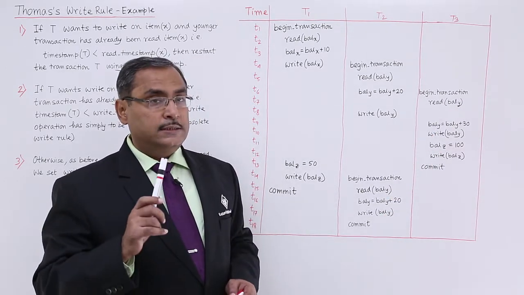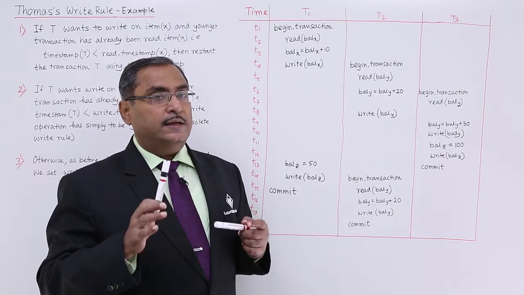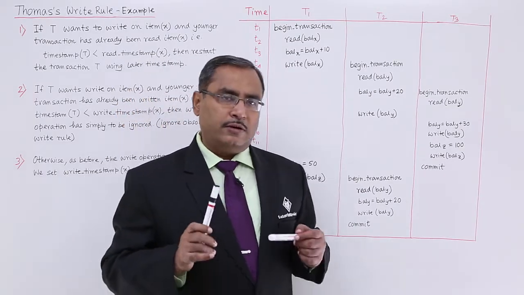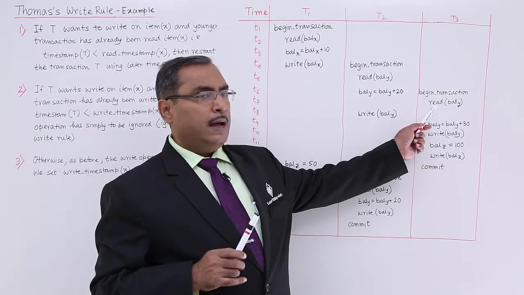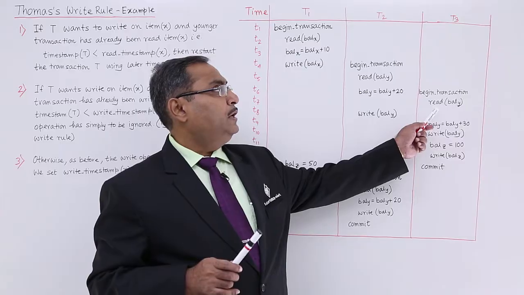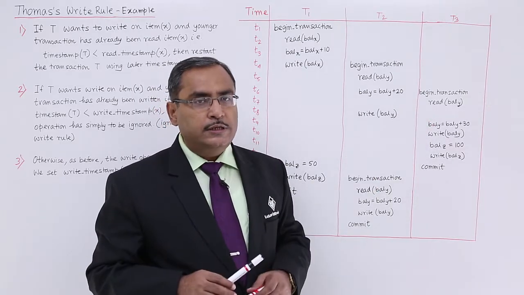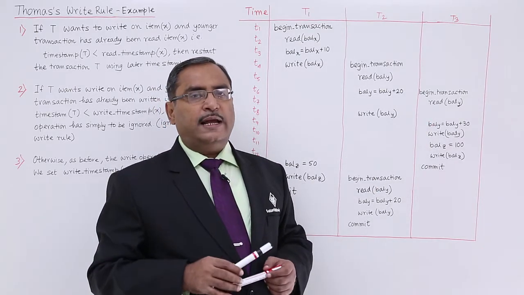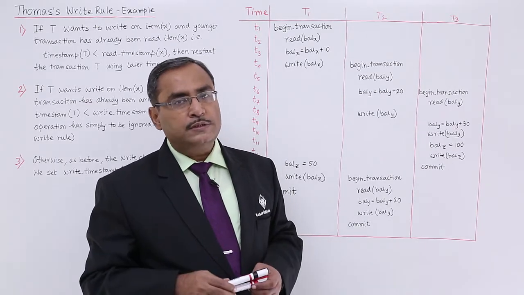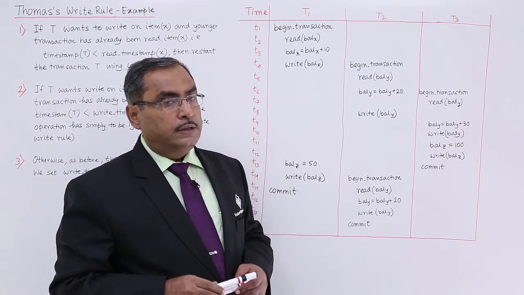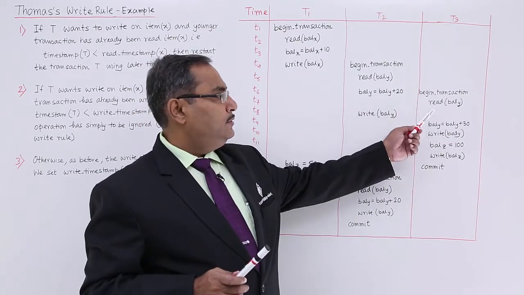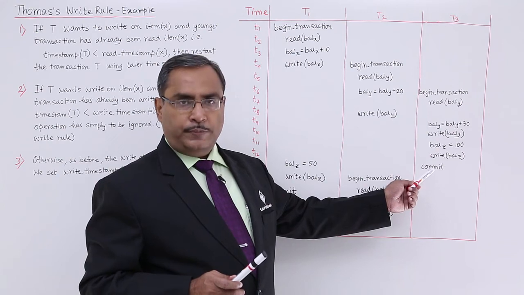This case is similar to rule number 1 of the Thomas Write rule. So what will happen? If you allow this to execute, then transaction T3 will have a dirty read, which is known as the inconsistency problem, one of the potential problems in concurrency control. Then what should we do? We should wait until transaction T3 is completed.